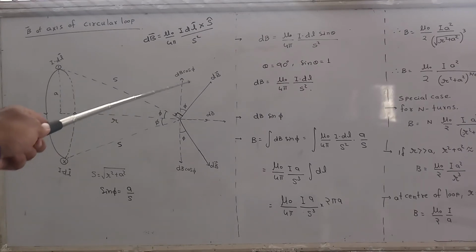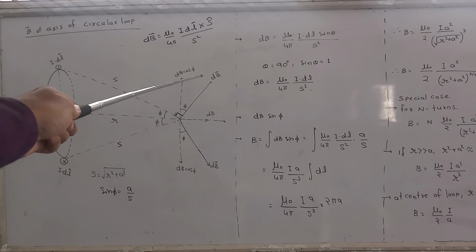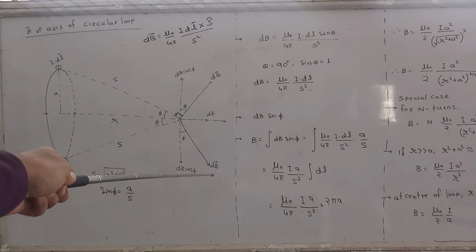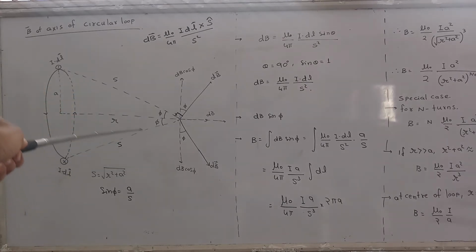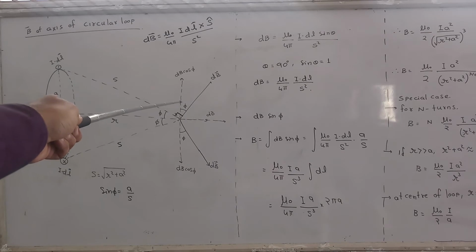So now we have got the direction of dB. This is due to the top current element. This is due to the bottommost current element. And you see this angle is phi. If this angle is phi, then this angle will also be phi.